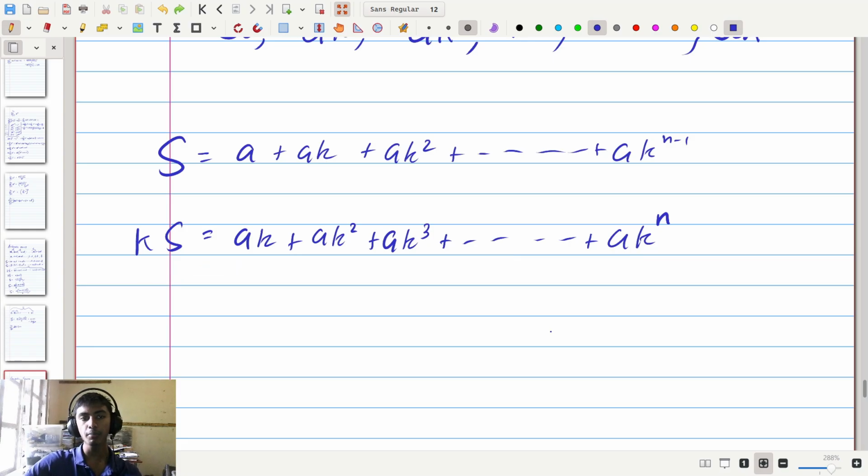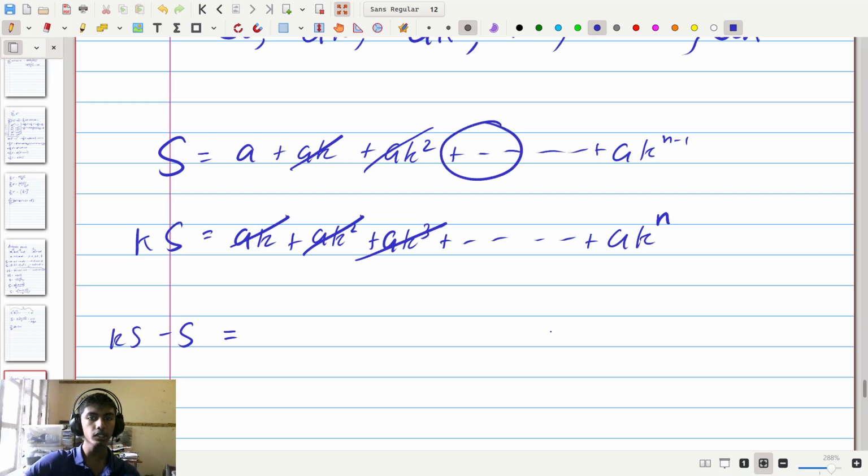Now, let's consider subtracting this first sum from the second sum, as in we're going to consider ks minus s. If we consider ks minus s, we can see that the second sum has an ak, the first sum also has an ak, so this would cancel to this. The second sum has an ak squared, the first sum has an ak squared. When you subtract, that would cancel to that. If we consider the next term, we have ak cubed here, and we can see how we would have an ak cubed here, so this would also cancel.